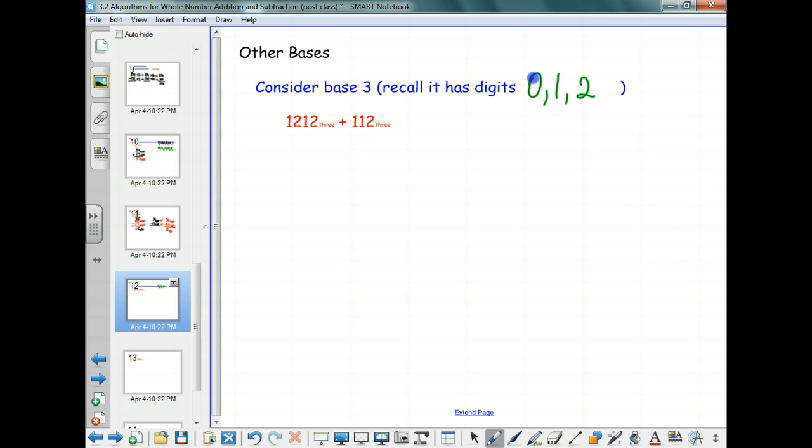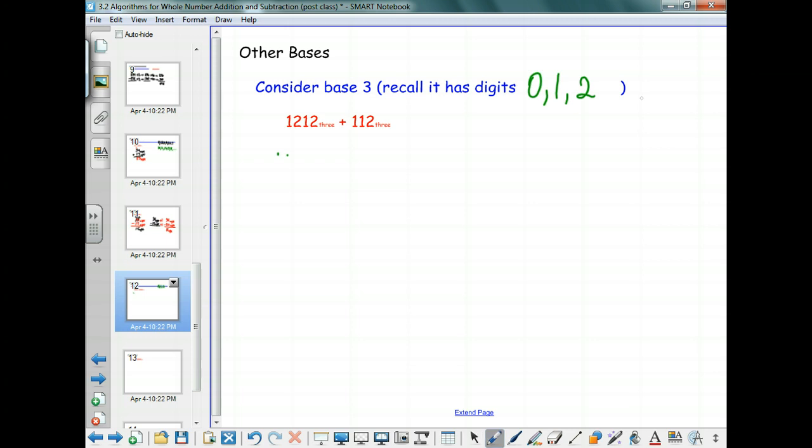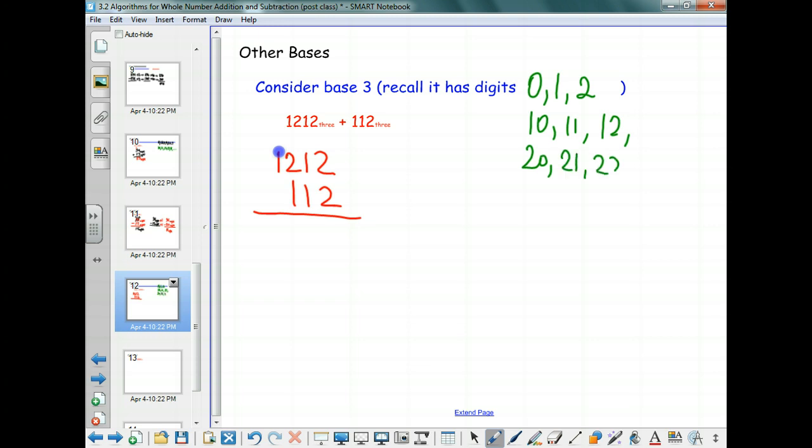And I'm supposed to be adding. So let's do the addition. Oops, I already wrote it wrong. Let's do the addition in our standard old algorithm that you know. 1, 2, 1, 2, 1, 1, 2, lined up. But in order to do this, I need to know what comes next. So what comes after 2? 1, 0, and then, and then, and then, all right, I'll stop. Yeah, 1, 0, 0.